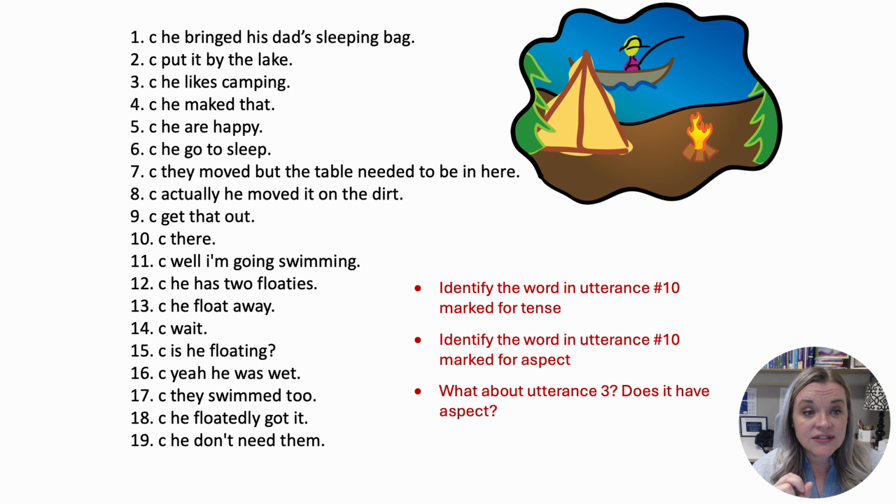Okay? Now in utterance number 3 we have he likes camping. The verb is like. And it's not a helping verb, it's a regular verb, it's a lexical verb. So like has meaning all by itself, and it's marked for tense. And so camping is simply what we call a gerund. It means that it doesn't hold progressive ing aspect at all. It could be replaced by any noun. He likes kids. He likes food. He likes boats. He likes camping. Okay, so that one does not show an example of aspect.